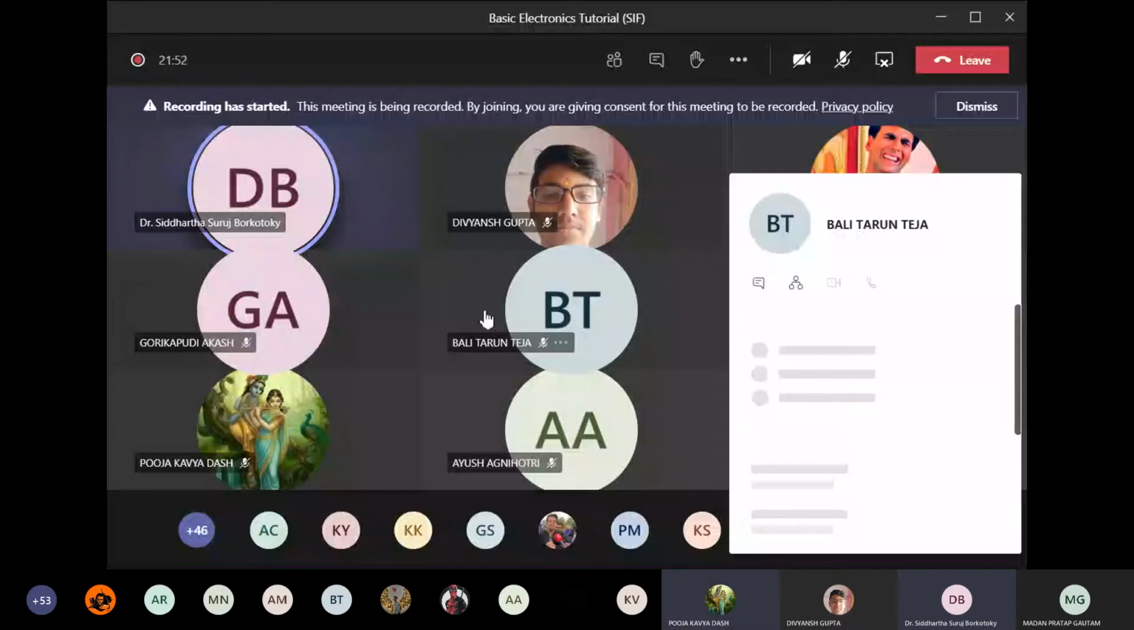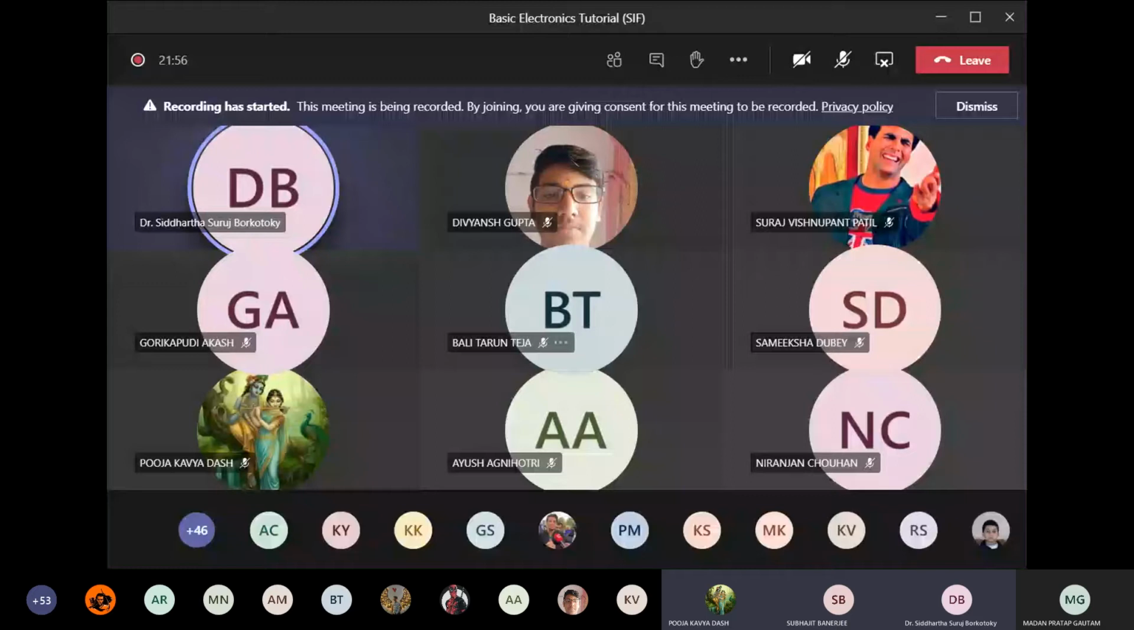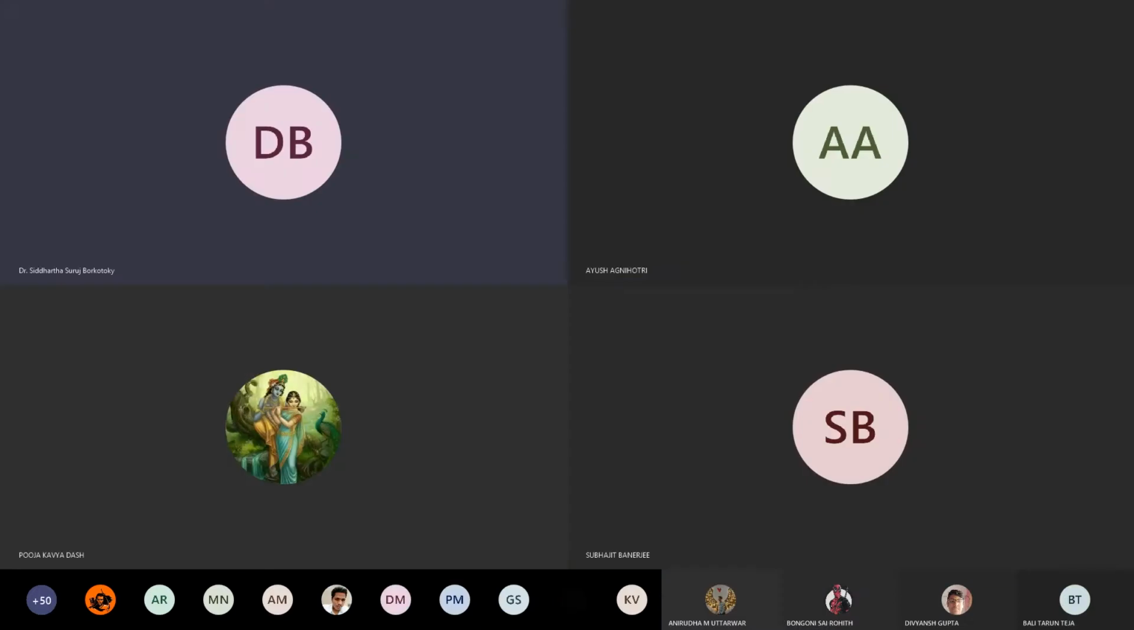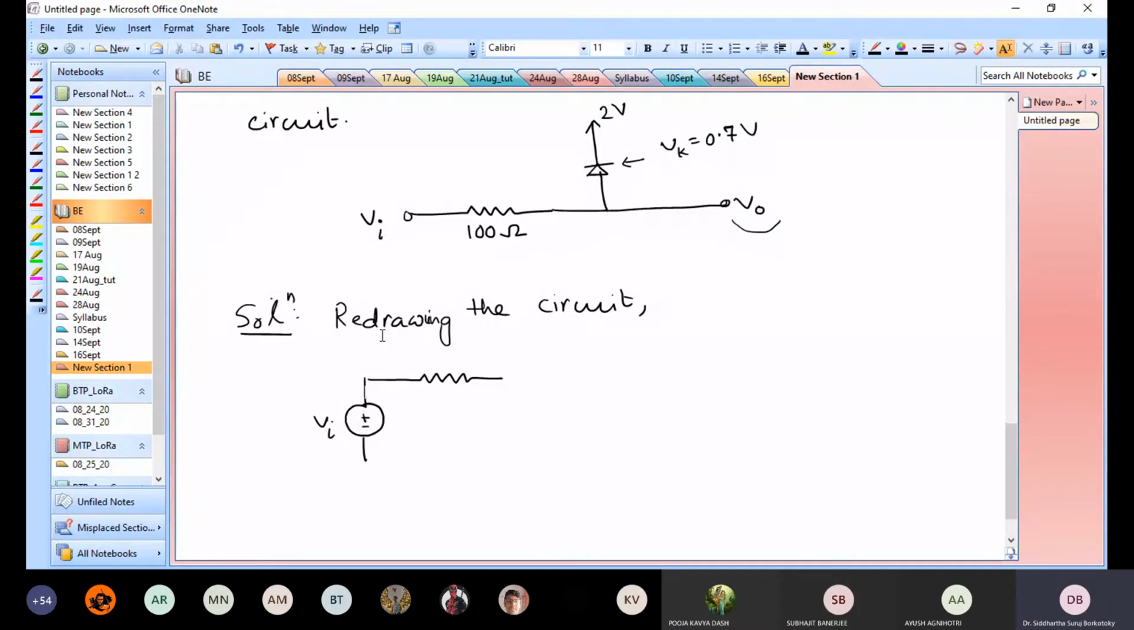Screen is not visible now. Sir, Madan has started sharing something. Yes, I think he is sharing his screen. So if somebody is sharing, please stop the sharing. I would go back to sharing mine. So is it visible now? Yes, sir. Okay.